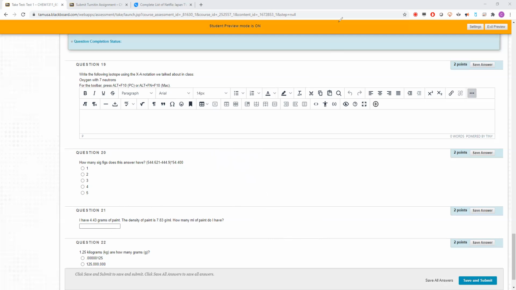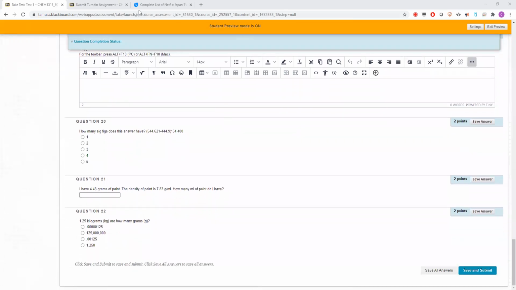All right. 22. Last question. 1.25 kilograms are how many grams? So 1.25 kilograms. For every 1 kilogram, there's 1,000 grams. So 1.25 times 1,000 is 1250. Right. So that's test 1. If you have questions on this, please let me know.